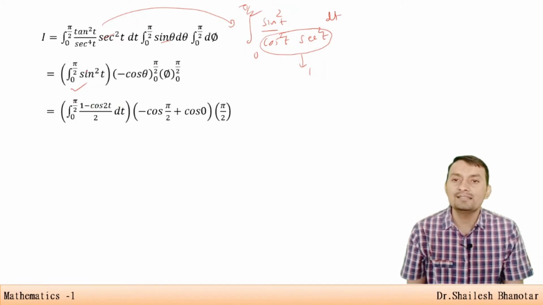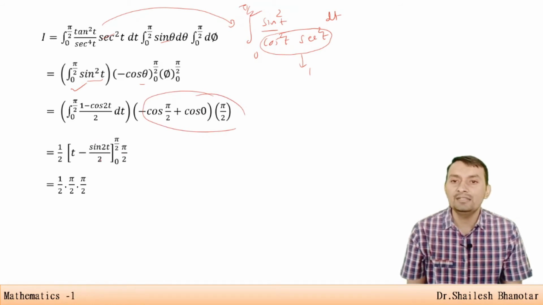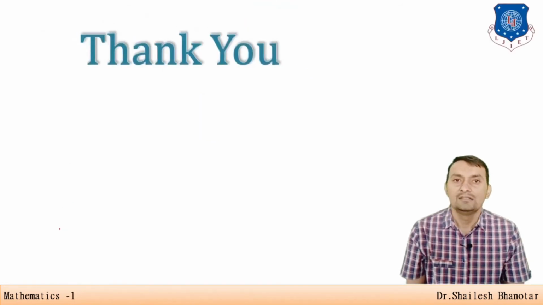But when you consider this one, sin square t is equal to 1 minus cos 2t divided by 2, and then you write the upper limit: minus cos pi by 2 plus cos 0, and then pi by 2. When you integrate and simplify, this is exactly pi by 2. When you integrate with respect to t and put t equal to pi by 2, and then t equal to 0, you will get 1 by 2 times pi by 2 into pi by 2, so that will be pi square by 8.